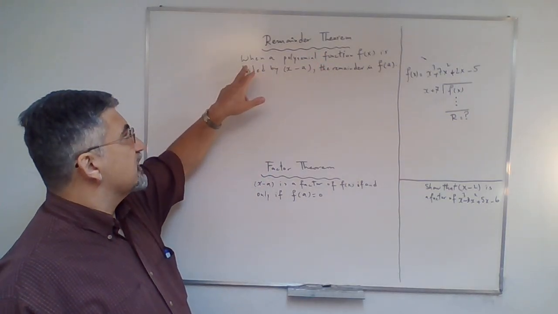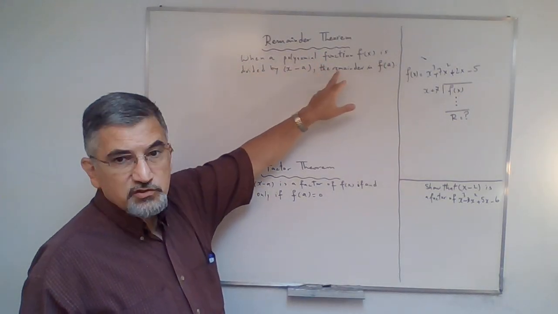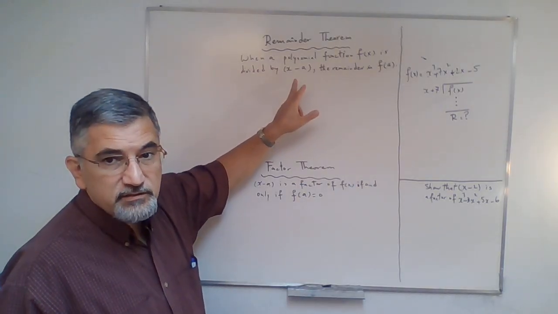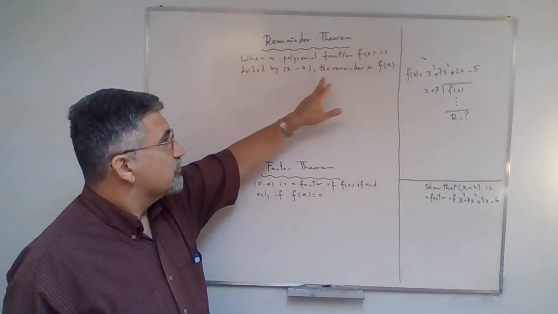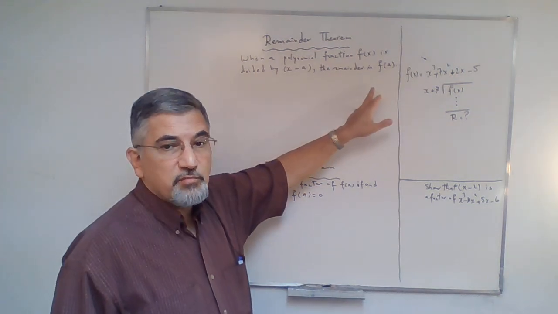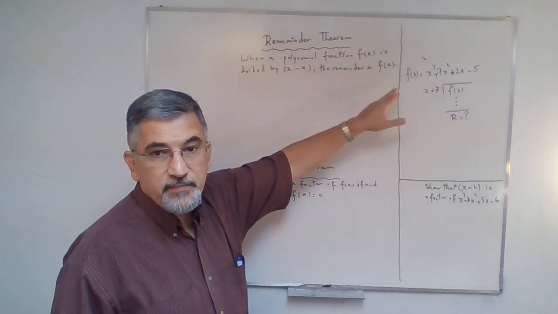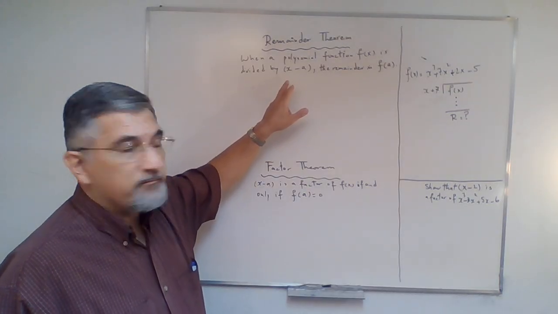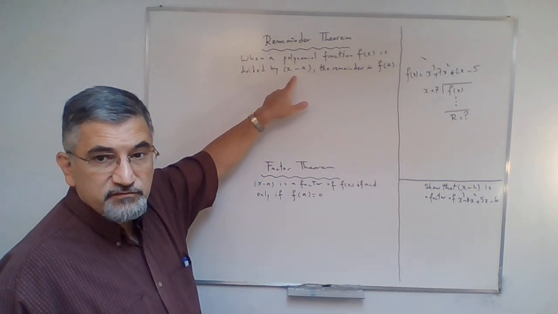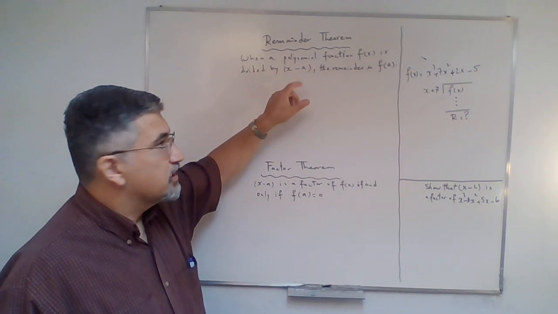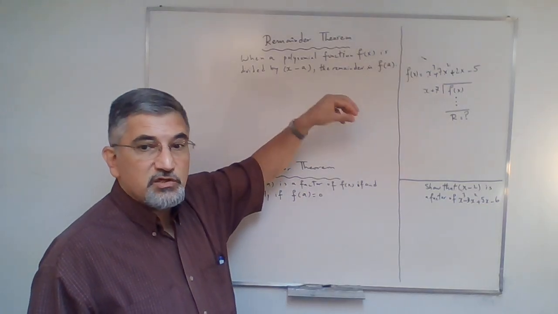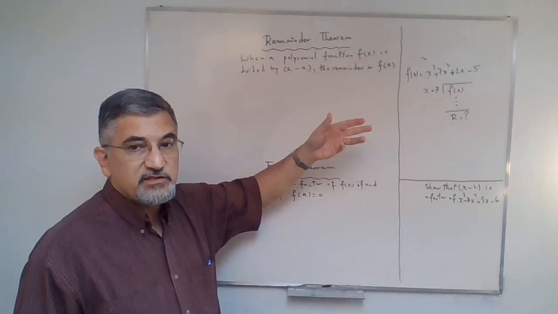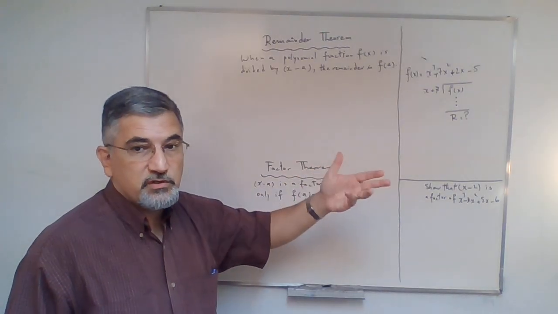Remainder theorem says when a polynomial function f of x is divided by x minus a, that's the divisor, the remainder is always found by f at a. So that means that you need to find the root of the divisor, whatever it is, plug in for x in the equation of f of x, and then you evaluate f of x at that x value. Whatever answer you got would be the remainder.